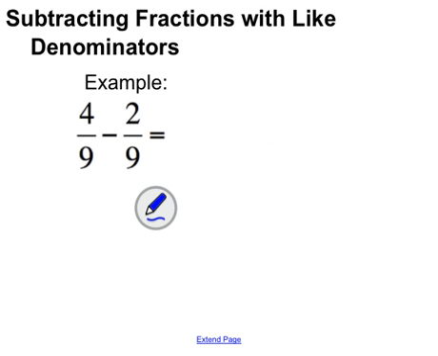All right, let's move on to subtracting. When you have a like denominator or common denominator, it works the same as addition. You're going to keep the denominator and subtract the numerators. This one does not reduce, so your final answer is 2/9.